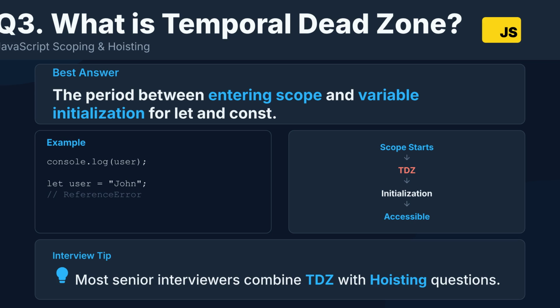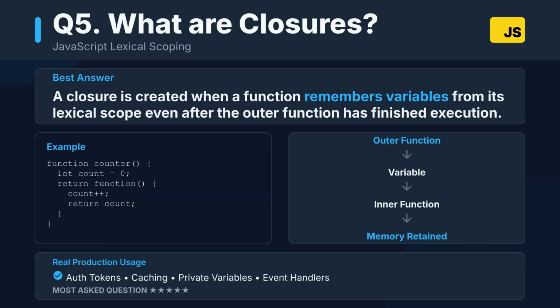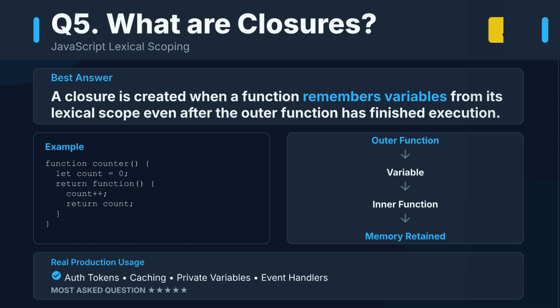Question 3. What is the temporal dead zone? This is the period between entering a scope and the initialization of a variable declared with let or const. Accessing these variables before initialization results in a reference error. Question 5. Explain the scope chain. JavaScript searches for variables starting from the local scope and moves outward through parent scopes until it reaches the global scope. What are closures? A closure occurs when a function retains access to variables from its lexical scope even after the parent function has finished executing. They are essential for tasks like caching and private variables.